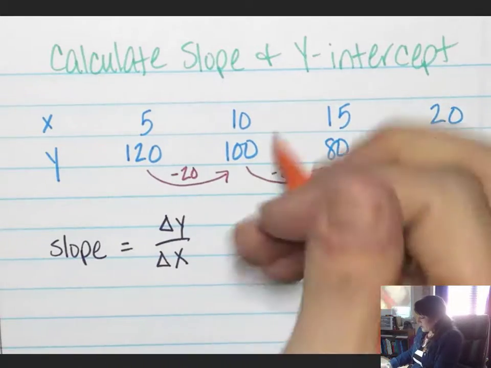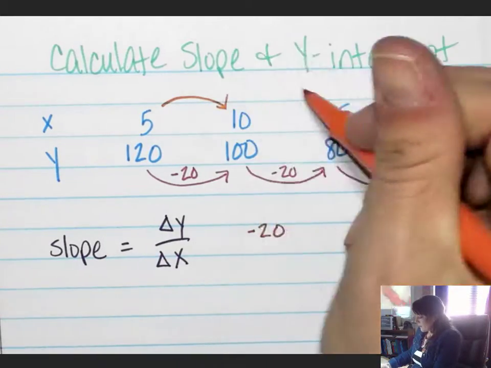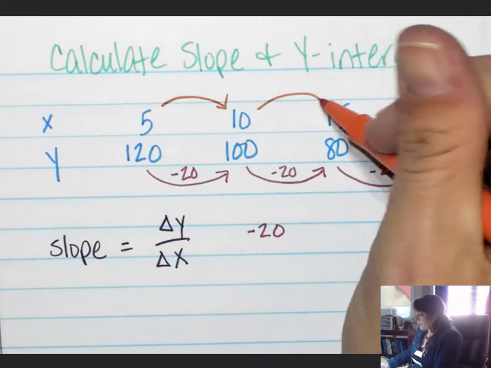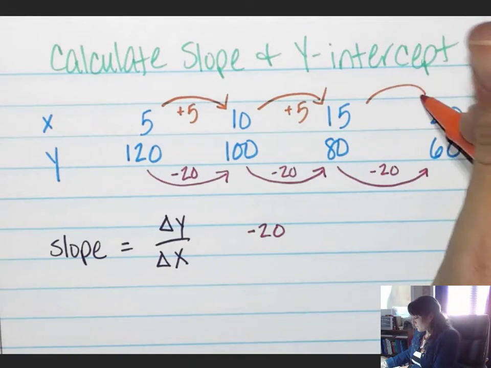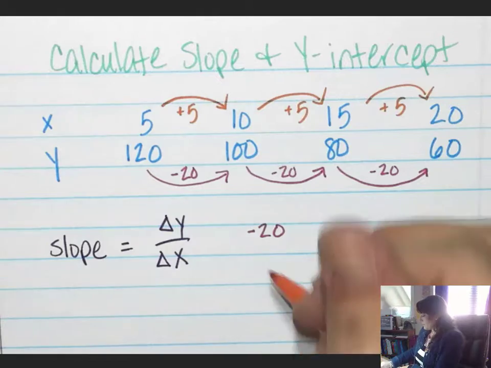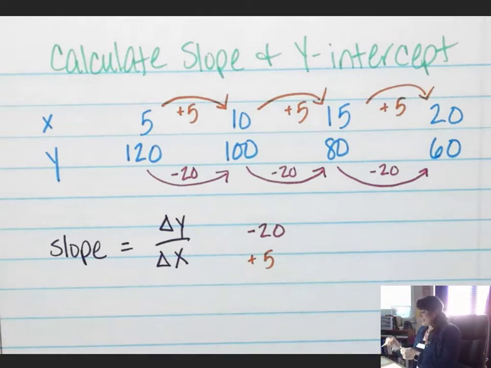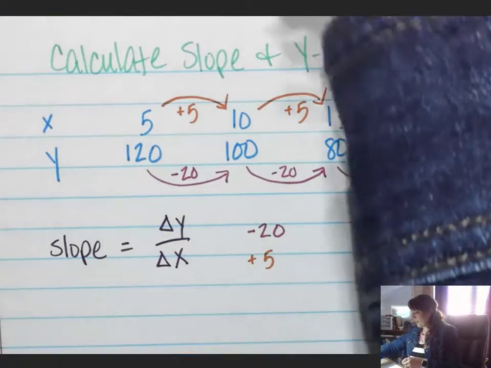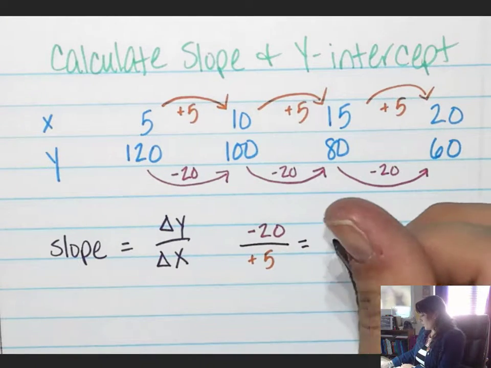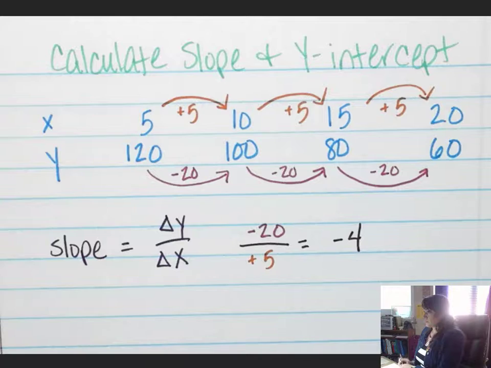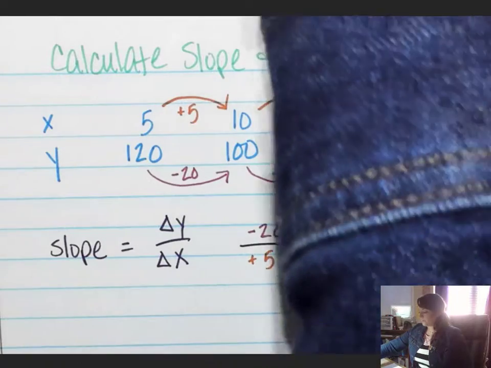How much is x changing every time? 5 what? Plus 5 every time. Okay. What is negative 20 divided by 5? Negative 4. So slope is negative 4. That is my slope. That's how we do it.